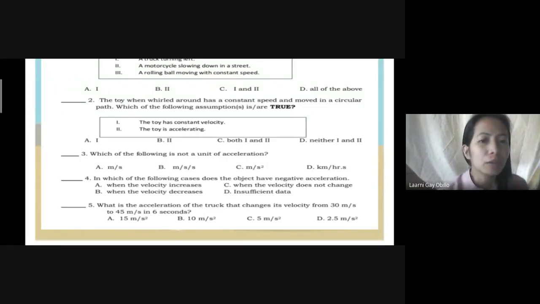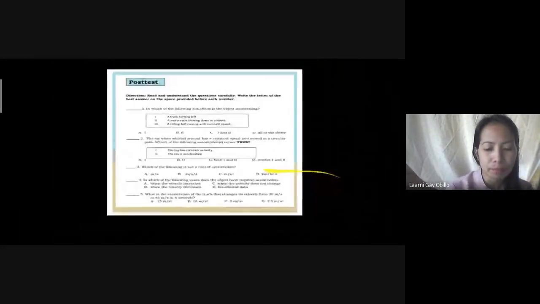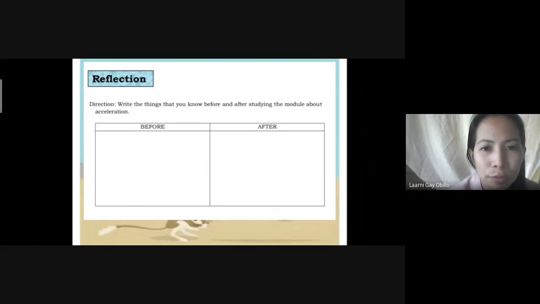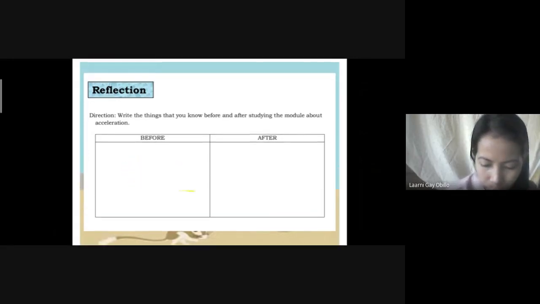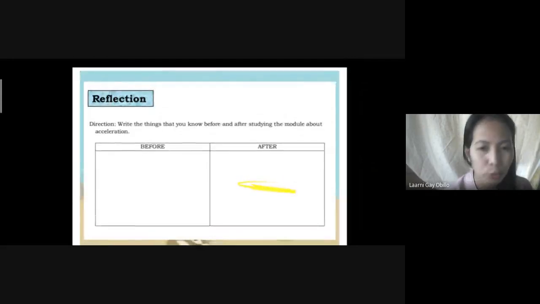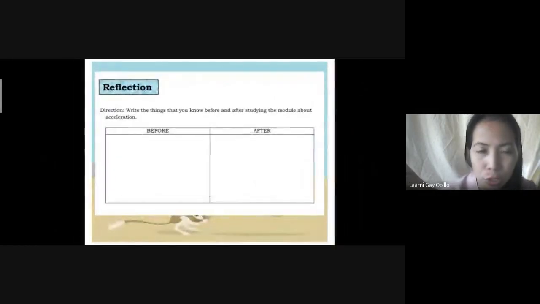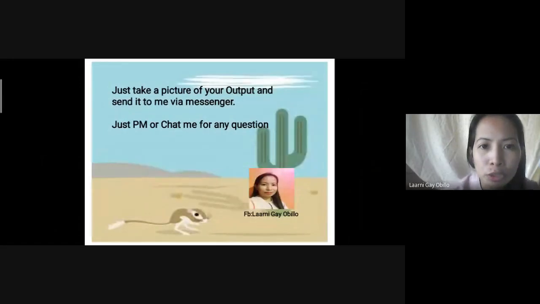Okay, you will count the number of your checks and you will write your answer. And now, after that, you will answer the reflection. You will write the things that you knew before and after studying the module about acceleration. Susulat nyo dito ano yung mga dati nyong alam before we start our lesson at yung natutunan nyo after we discuss our lesson. So, after nyo masagutan lahat at matapos lahat ng mga activities and things to do for this week, you are going to take a picture of your output and send it to me via messenger.